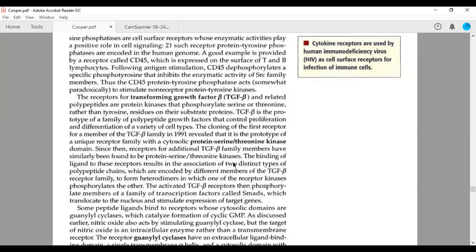Binding of ligand to these receptors results in the association of two distinct types of polypeptide chains, encoded by different members of the TGF beta receptor family, to form a heterodimer. You need to remember this: they are not forming homodimers. In this case they form heterodimers, and you need to underline this, in which one of the receptor kinases phosphorylates the other.